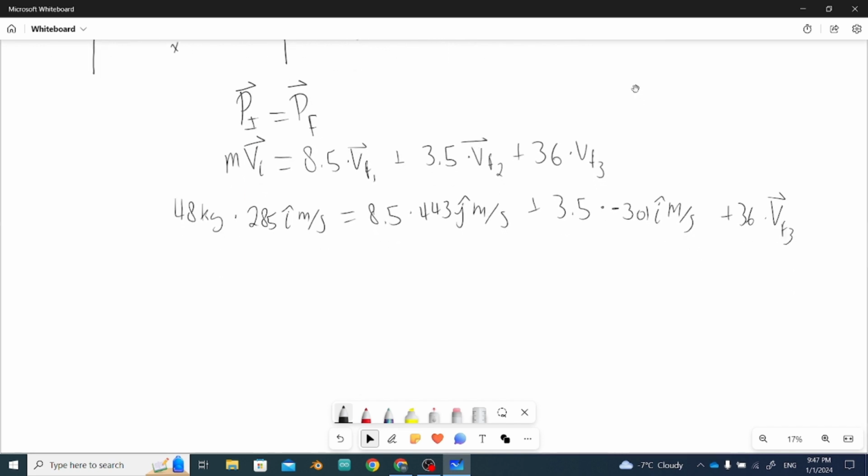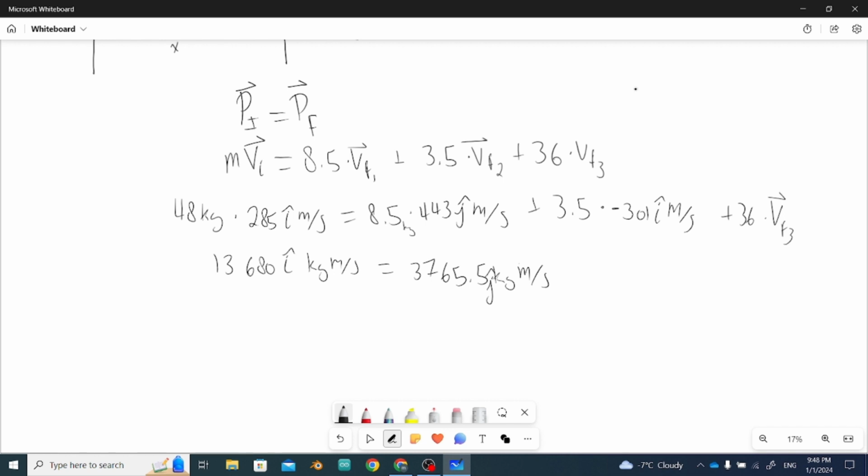Let's multiply everything, so simplify everything. 48 times 285 is 13,680 i kilogram meters per second, which is equal to 8.5 times 443. That will be 3,765.5 j, that would be kg meters per second. That's j, so I've got to keep that.